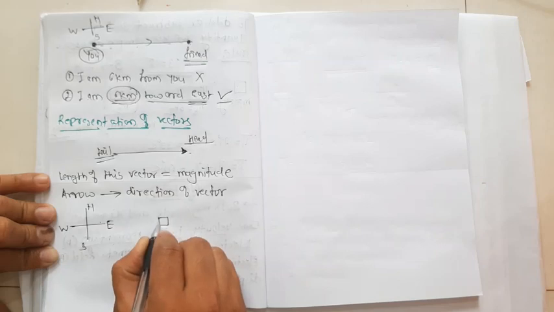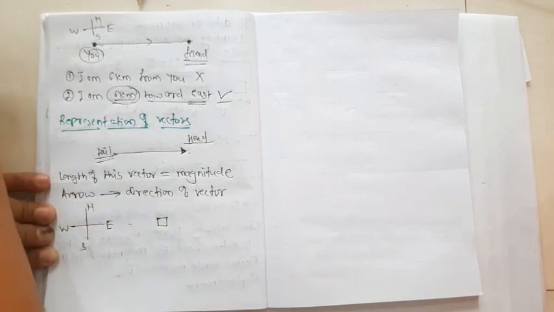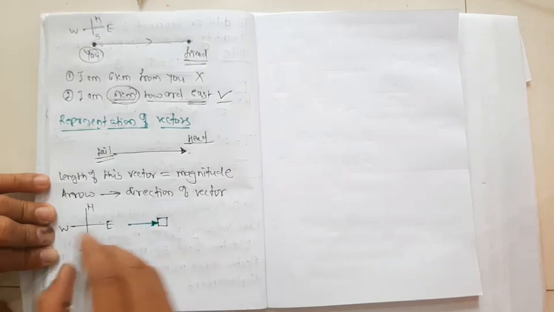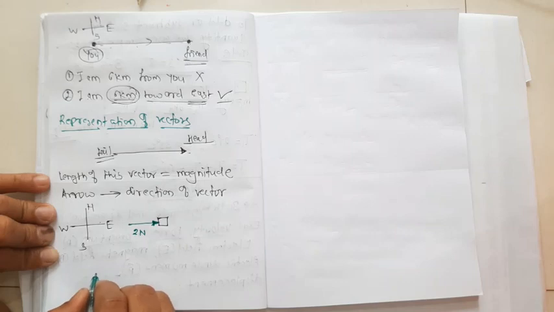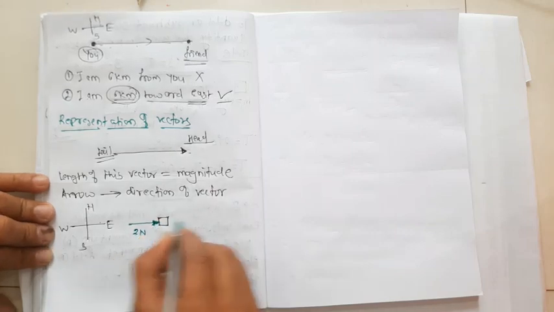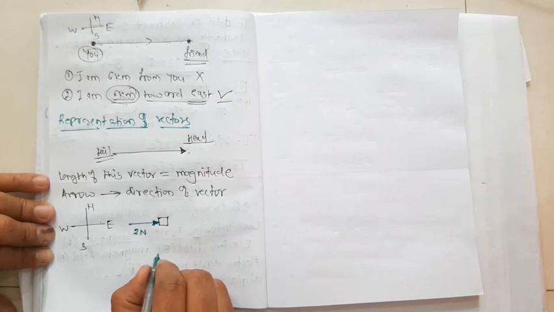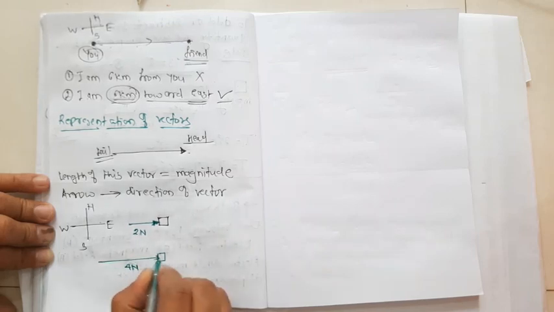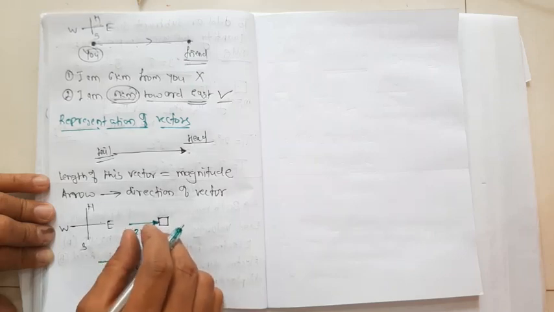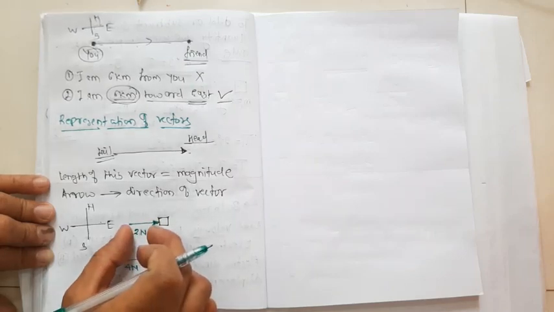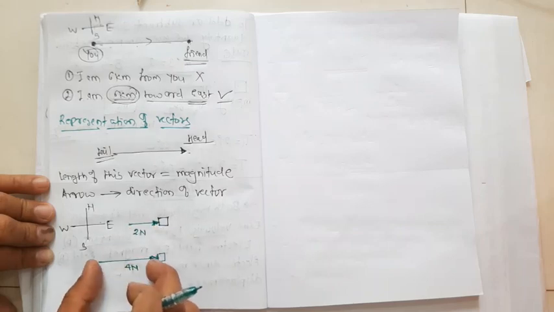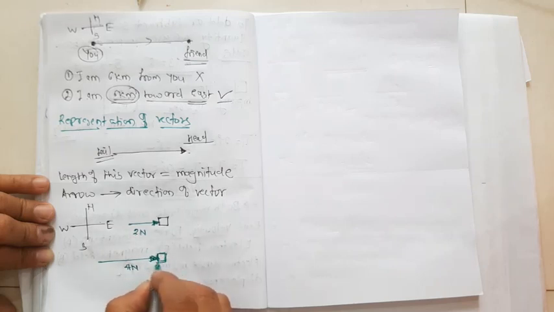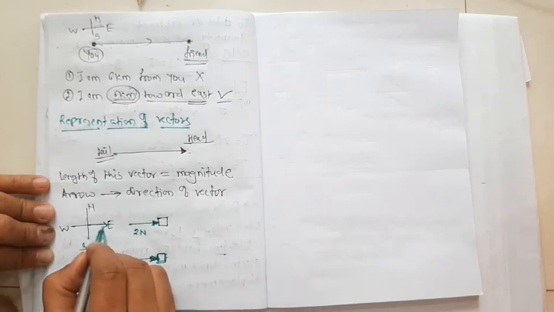Now if an object is here, and on this object one force is acting, this force is 2 Newton towards east. Similarly, if on the same object 4 Newton is acting, then you have to increase the length, because for 2 Newton this is the length of the vector, so for 4 Newton it must be double. So this is 4 Newton force acting on this object towards east direction, because east is in this direction.